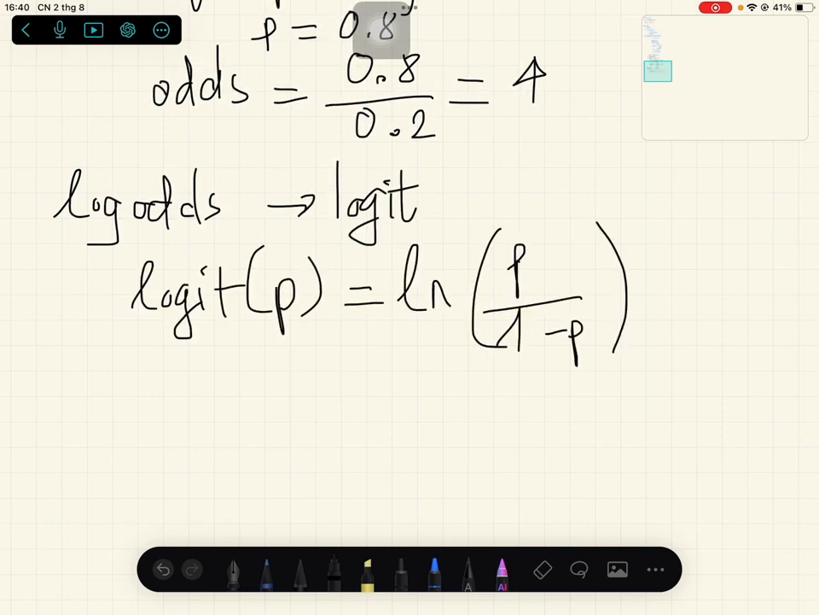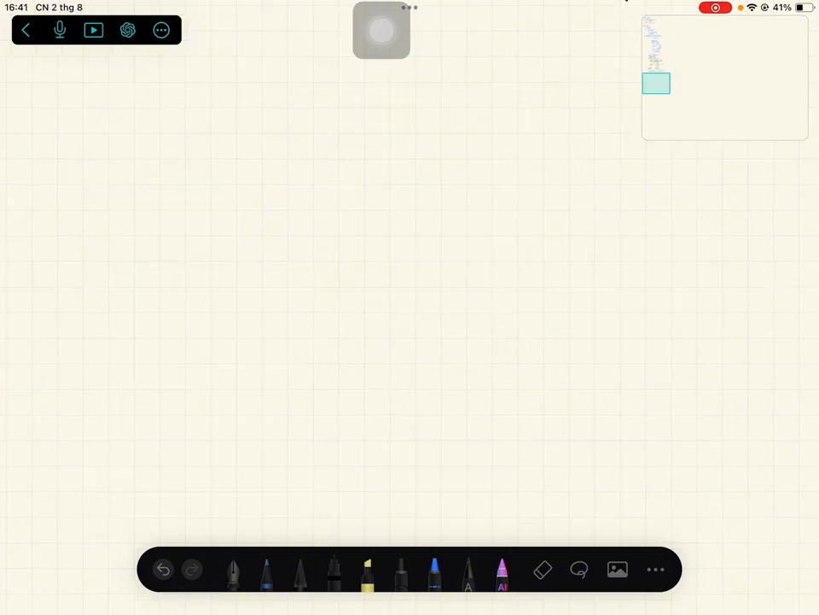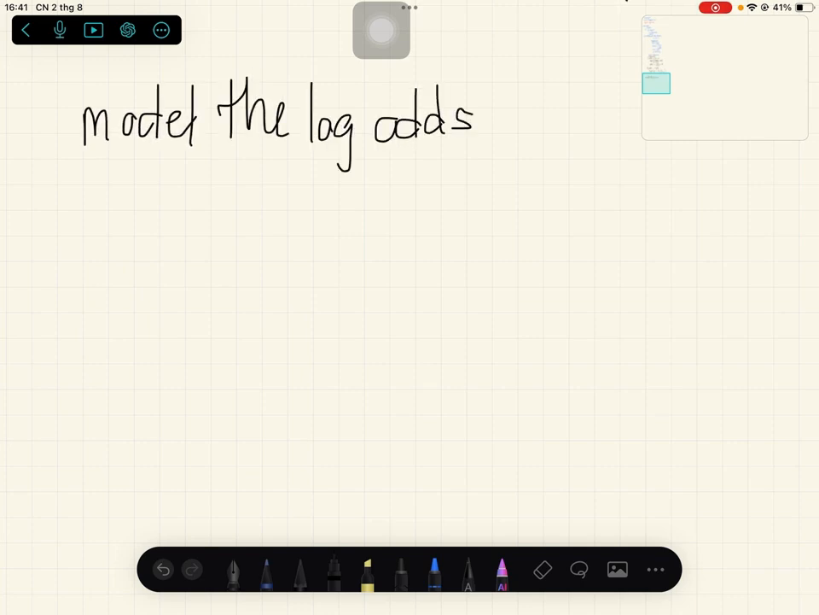Here's the beautiful part. After this transformation, the value can range from negative infinity to positive infinity. It's exactly the kind of variable that regression models handle well. This mathematical trick is what makes logistic regression possible. Now let's combine everything. Instead of modeling probability directly, logistic regression models the log odds. The equation looks very familiar. It resembles ordinary linear regression, except the dependent variable has changed. Instead of y, we model the logarithm of the odds.